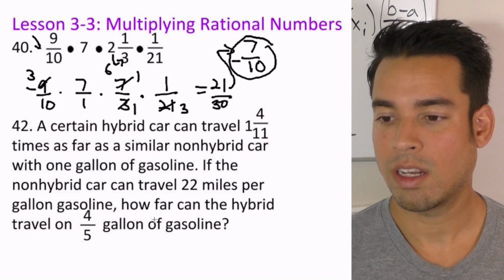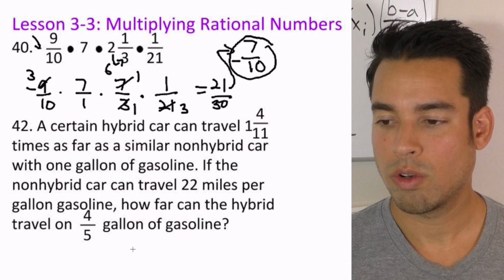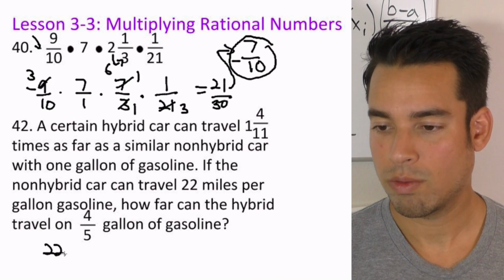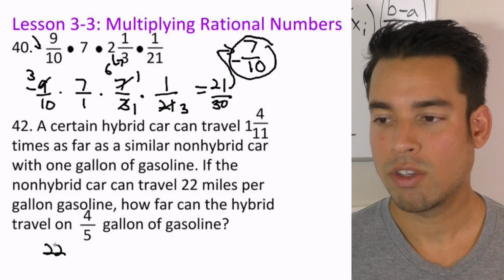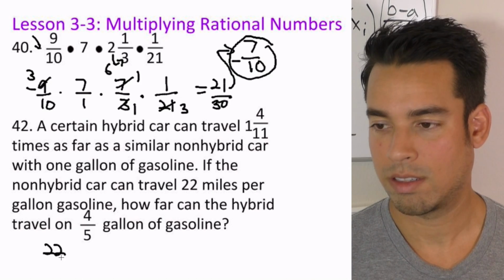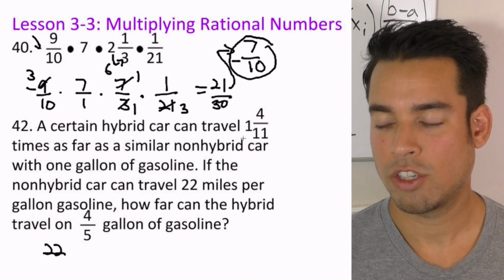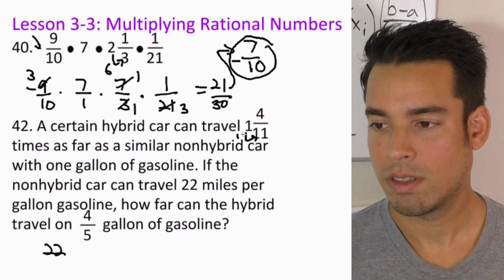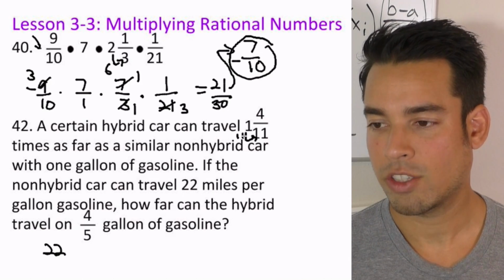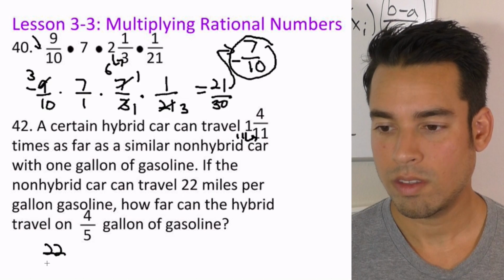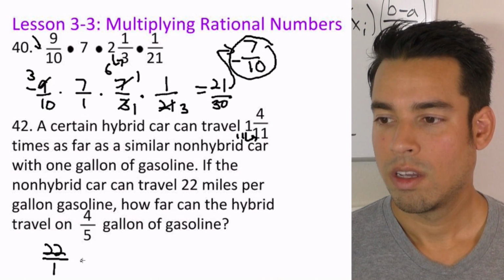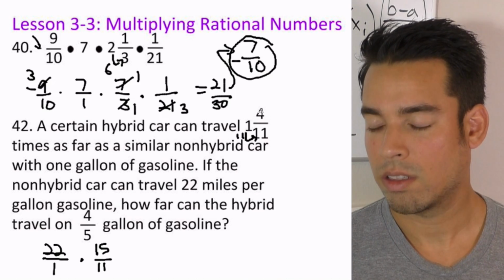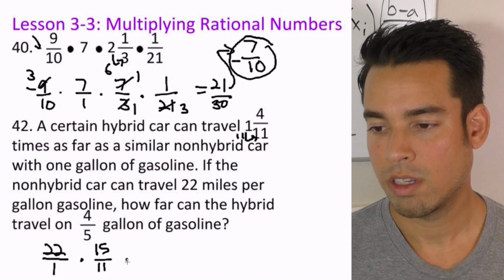Okay, let's think about it like this. First we're going to just set up the problem and then we're going to evaluate it. We've got our 22, I'm going to set it up down here, 22, for the regular car. And the hybrid car can travel 1 4/11 times this. But since this is going to be a big multiplication problem, I'm going to convert this right up here. 1 times 11 is 11, and we're just going to convert it to an improper fraction. 11 plus 4 is 15. Times 15 over 11. That is our mixed number converted to an improper fraction.